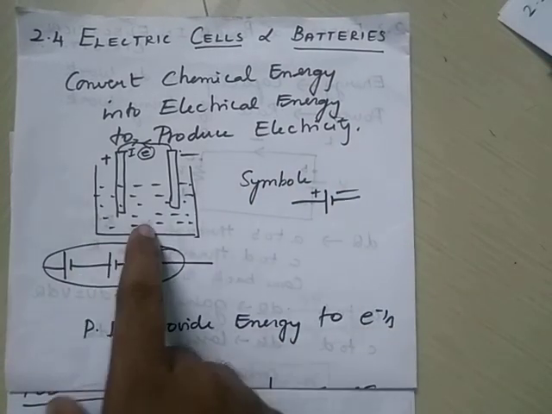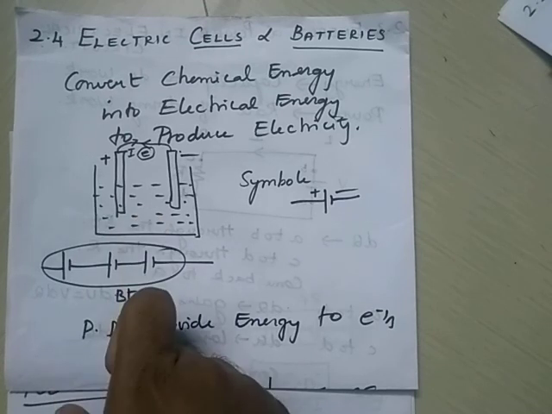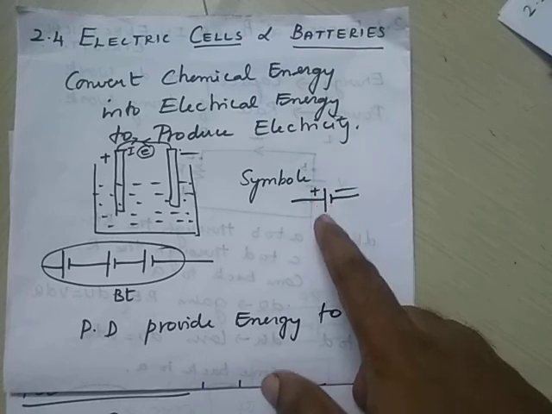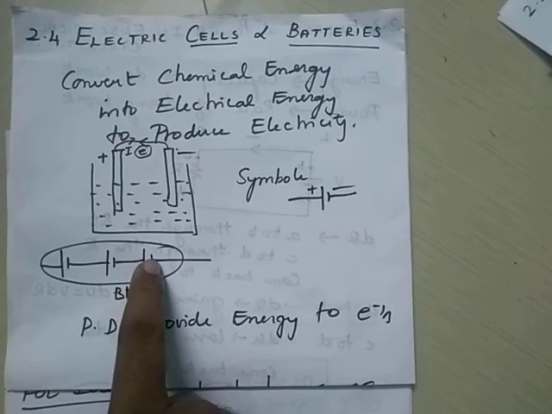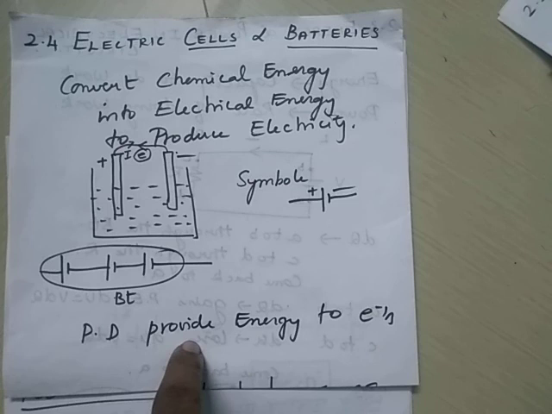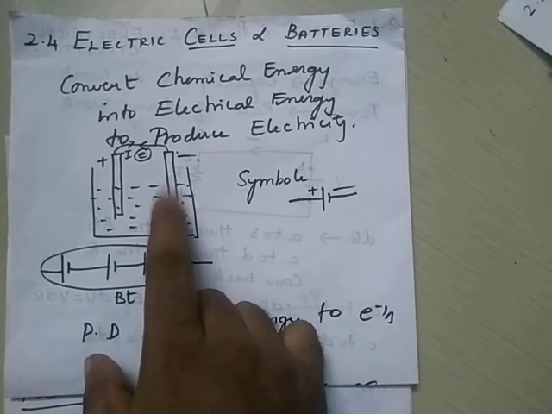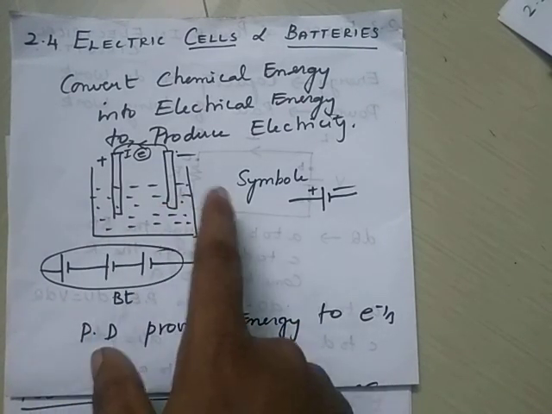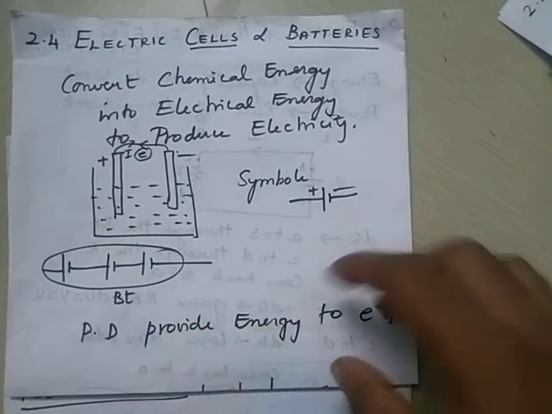Every cell consists of two electrodes and an electrolyte. The symbol of the cell is two unequal parallel vertical lines. If the cells are connected together, they form a battery. It is a series connection, it may be parallel also. Here the chemical reaction in the cell or battery provides a potential difference between the terminals. This potential difference provides energy to the electrons to move in the circuit.